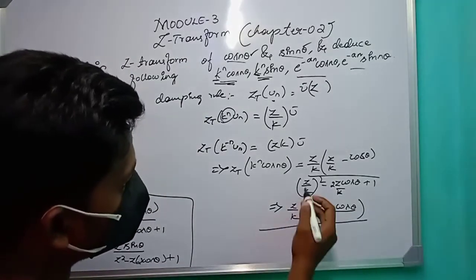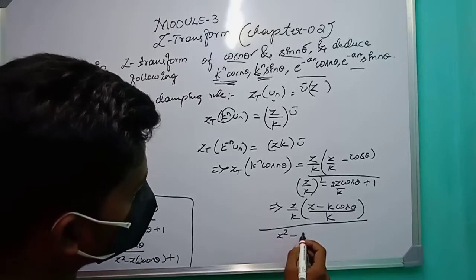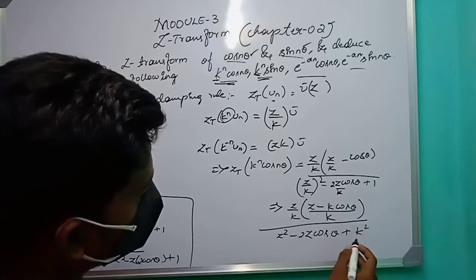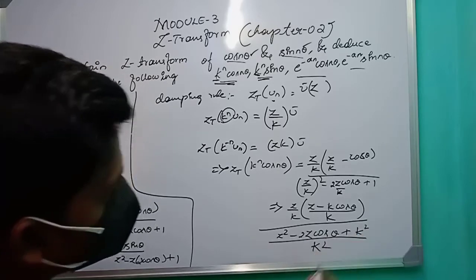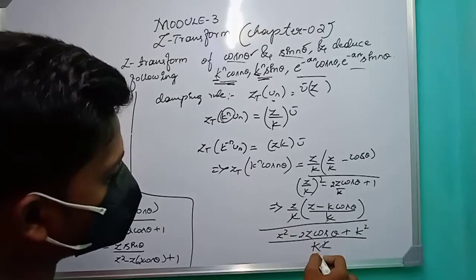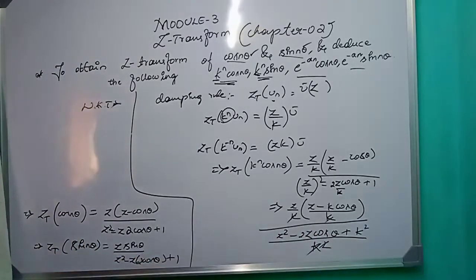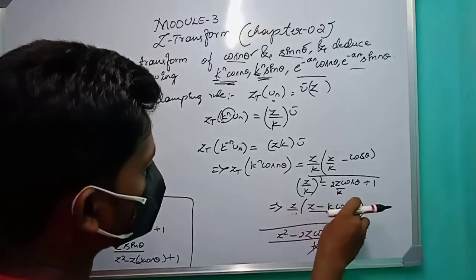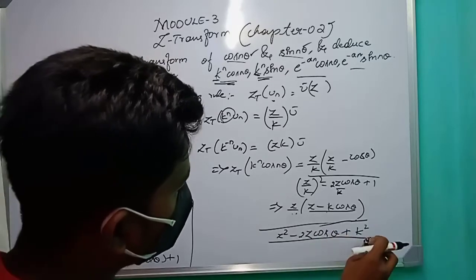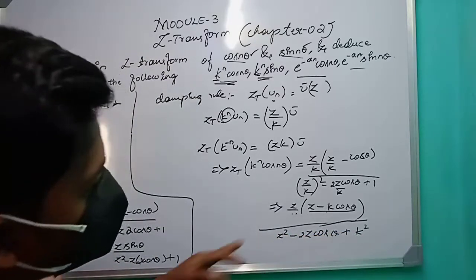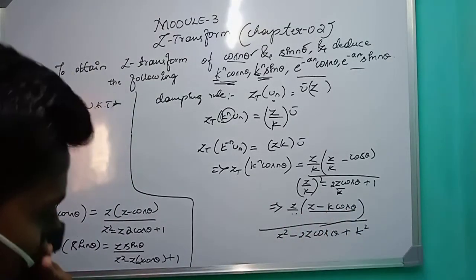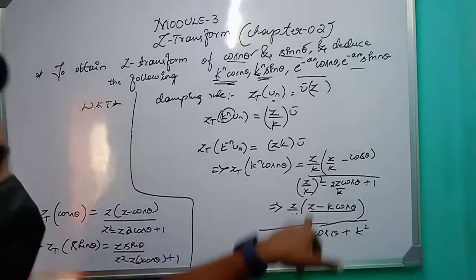Now, whole divided by z square minus 2z cos theta plus k square by k square, because k power whole square, so k square. Now this and this and this and this gets cancelled. Now our final term can be written as, remove this k, so it's nothing but z into z minus k cos theta whole divided by z square minus 2z cos theta plus k square. So this is the z transform of k power n cos n theta.